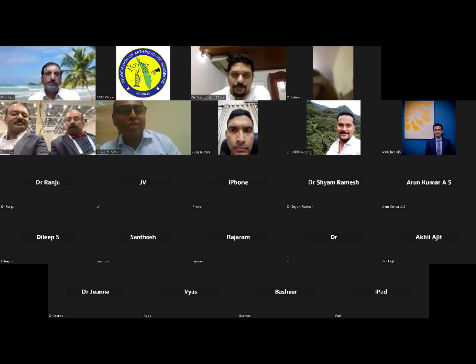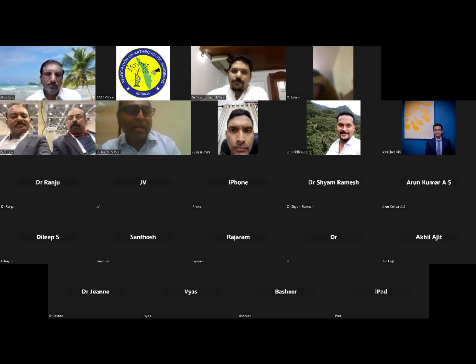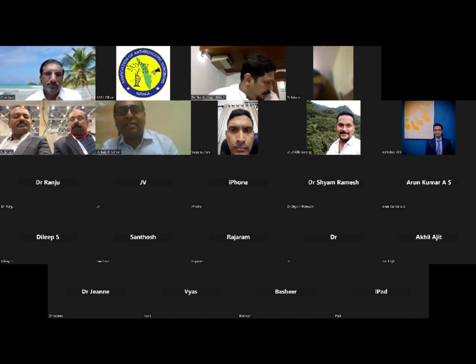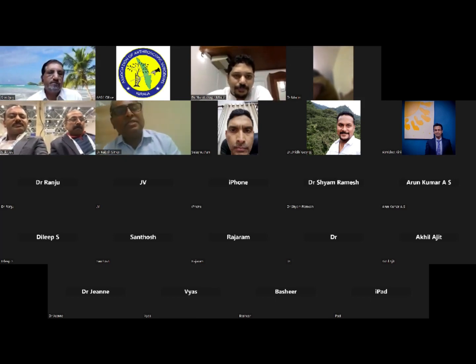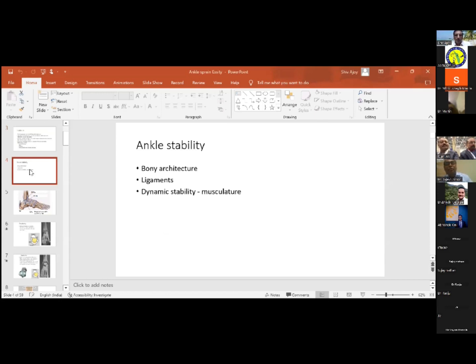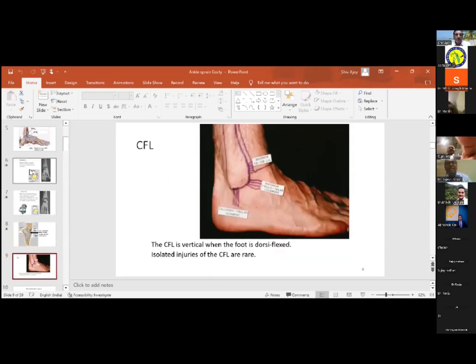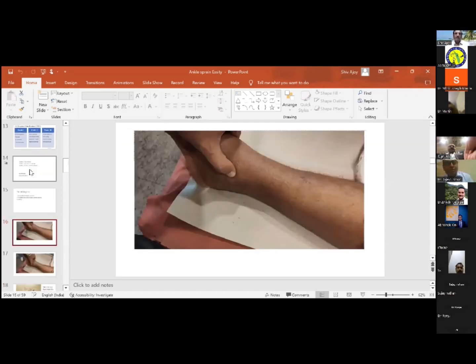Before Ajoy, you can load your talk. I'll just add on to what Nikhil has said. What I want to re-emphasize from Nikhil's talk is look, feel, and move. Inspection is extremely important in an ankle sprain, and not an investigation like an MRI, which most of us do for the knee or other areas. Here, it is more of a clinical diagnosis that is important. Over to you, Ajoy.